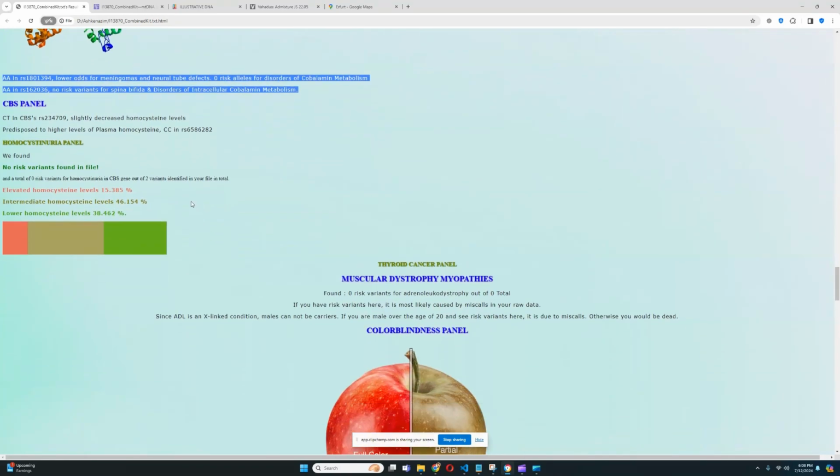For the MTRR gene panel, looks like there's no risk variance for spina bifida and disorders in intracellular folate metabolism. And for the CBS gene panel, the homocysteine level panel, looks like the predisposition is to lower levels of homocysteine. So when you take the homocysteine level panel and the cardiovascular panel both into consideration, in both of them the result was really positive. On the homocysteine panel, he's scoring lower homocysteine levels. For the cardiovascular panel, he's scoring lower odds for cardiovascular issues. And because of that, overall, his risk of cardiovascular issues is probably quite low. That's really good to see.